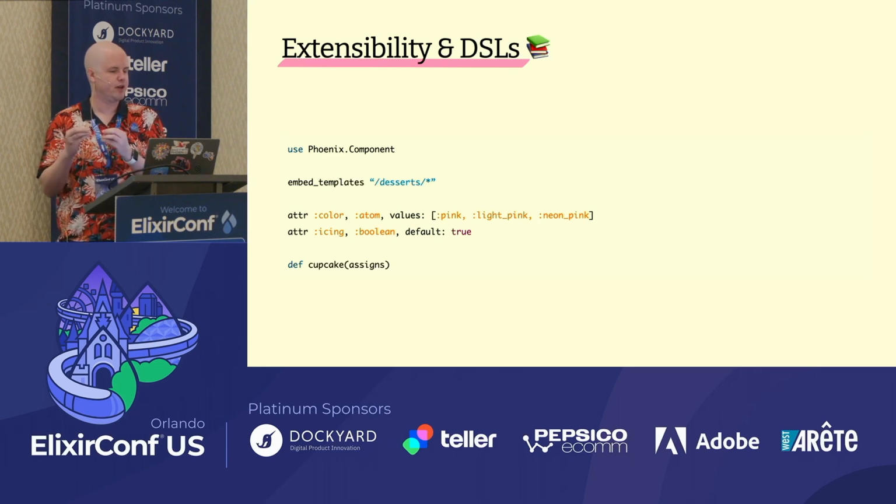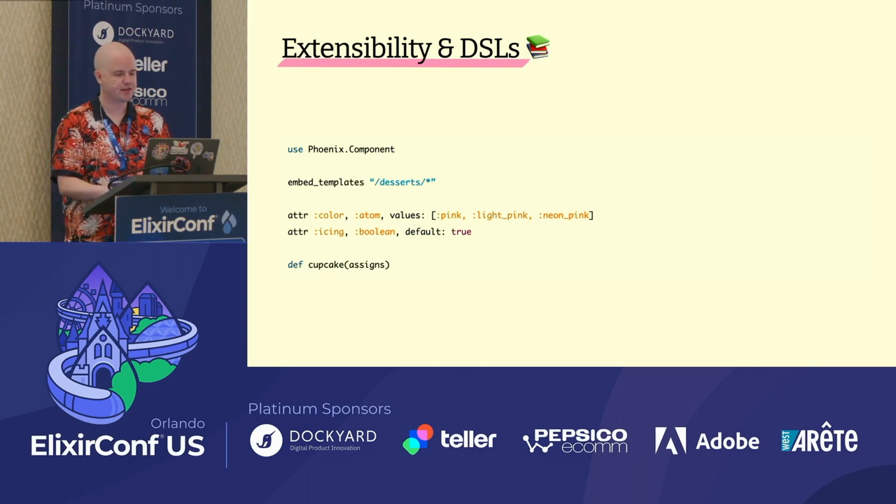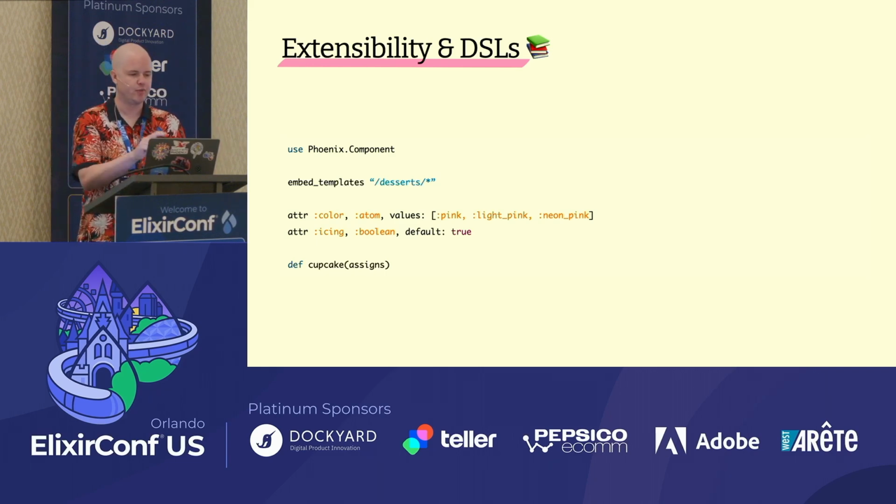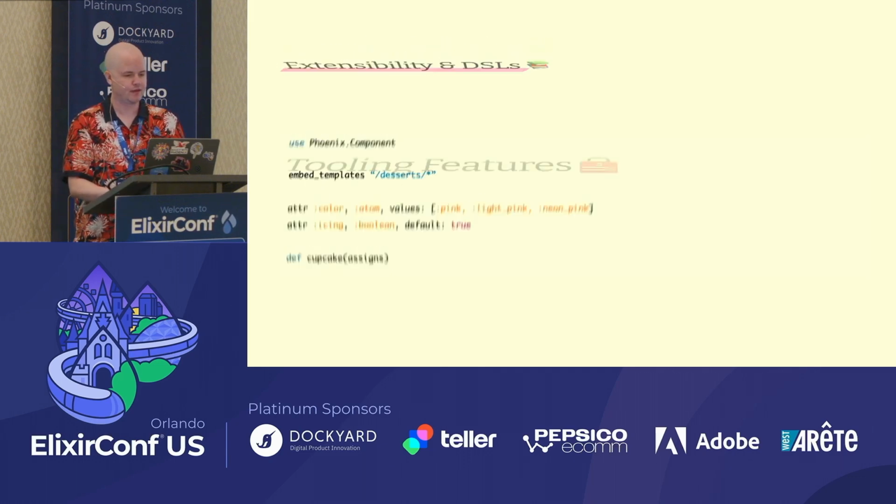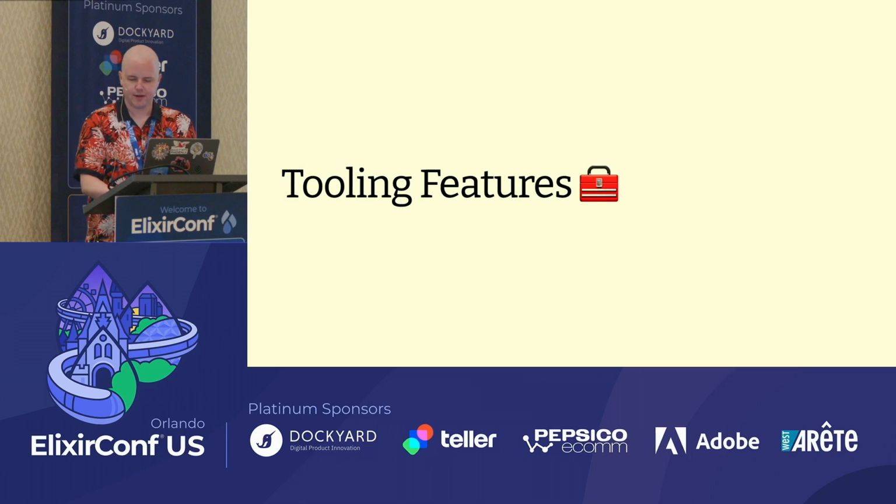I've got the arguments that are provided by that attribute macro. And then I define the name of the component and pass it the assigns. All the template stuff lives in a separate folder. But the macros here are embed templates and attr, or attribute. All right.